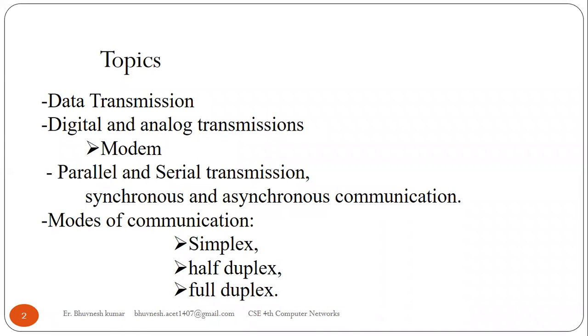Next is your digital and analog transmission, the difference between digital and analog transmission. There is an example of a digital signal that is converted to an analog signal, and that is done by a device named a modem. Modem is your modulator, demodulator. This device is used to convert your digital signal to analog and analog to your digital signal.